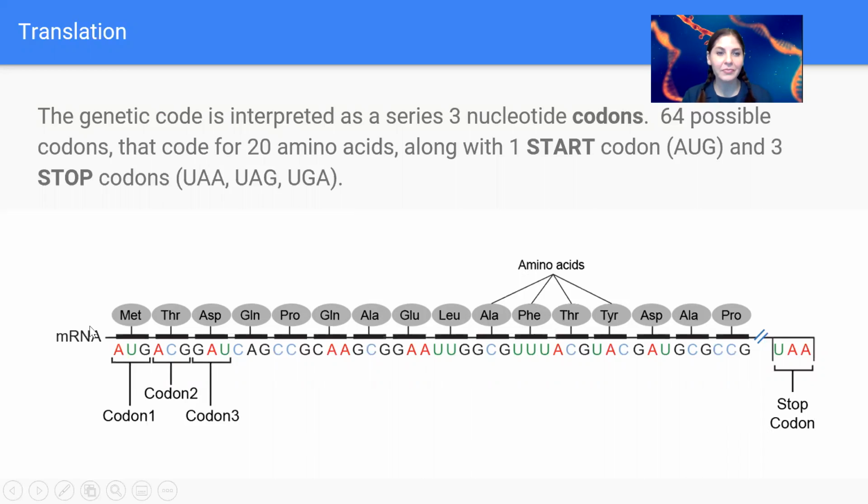And so as you see here, we have our messenger RNA strand. For example, the very first codon, AUG, is going to code for the amino acid methionine, and this is referred to as the start codon. After that, every 3 nucleotide bases forms a codon, and each of those codons is going to code for an amino acid. At the very end of this polypeptide chain, we're going to have a stop codon. In this case, it is UAA, and it signals for the protein synthesis process to stop.